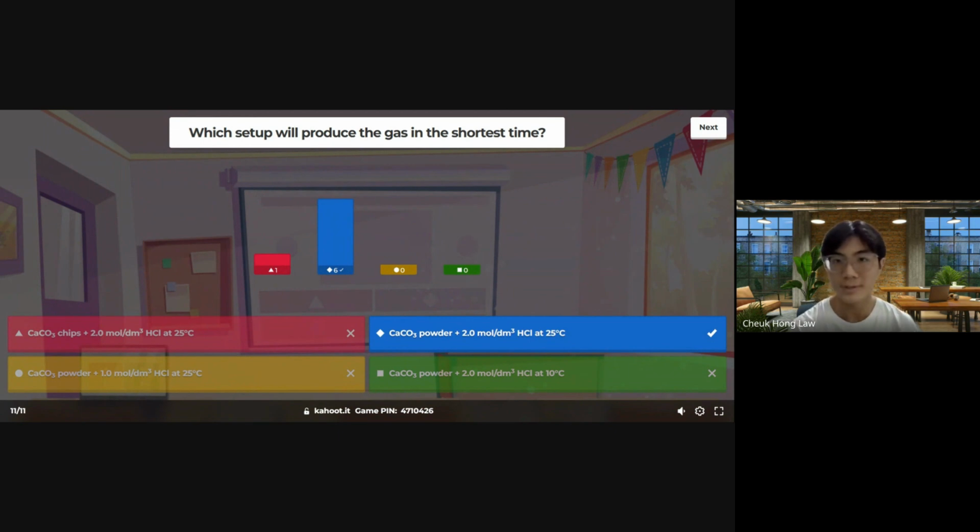Which setup will produce the gas in the shortest time? Okay, now we have 3 different factors: particle size, concentration, and temperature. So produce the gas in the shortest time means fastest rate of reaction. So you need smallest particle size, highest concentration, and highest temperature. Powder will have the smallest particle size, and then 2 is the highest concentration, and 25 degrees. Okay, so blue is your answer. Red is wrong because chips is not as fine, not as small as powder.